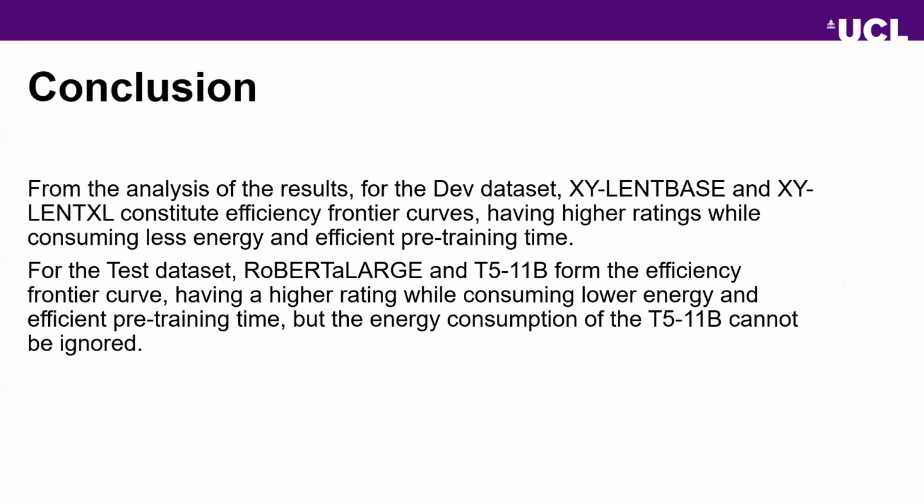Taking the plots together for the development data side, both XY length base and XY length extra large are on the efficiency frontier curves for energy consumption and pre-training time, both versus composite score, having higher rating while consuming less energy and an efficient pre-training time. For the test data side, Raptor Large and T5 11B form the efficient frontier curve, having a higher rating while consuming lower energy and efficient pre-training time, but the energy consumption of the T5 11B cannot be ignored.